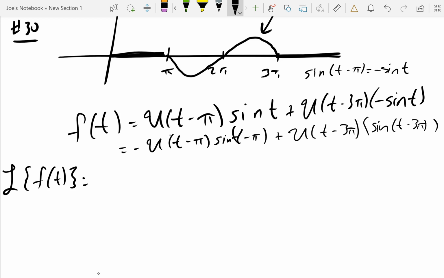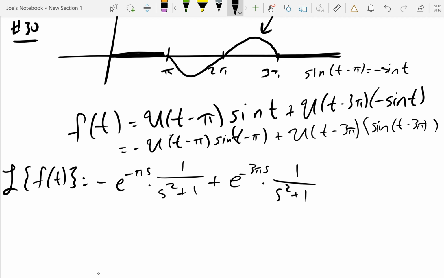So now we can do our Laplace transform. We get negative e to the negative pi s, which is coming from this, times 1 over s squared plus 1, because that's the Laplace transform of just the sine. And then we get plus e to the negative 3 pi s times 1 over s squared plus 1. So once we get the function in terms of the unit step function, and get our arguments in terms of what the argument for the unit step function is, then doing the Laplace transform is just a straightforward application of the theorem we talked about before.